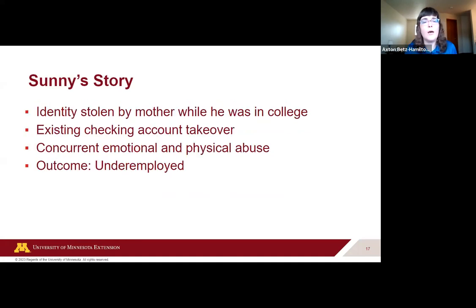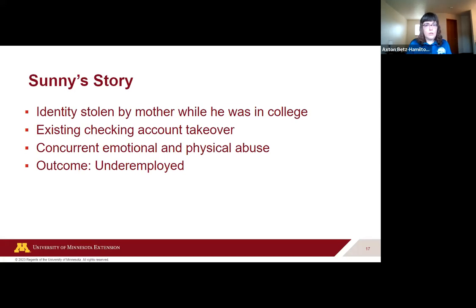So Sonny's story: his identity was stolen by his mother while he was away at college. What happened was he left a checkbook at home, thinking it would be safe there while he was living in the dorm. His mom started writing checks off the account, using it as her own, and emptied it. There was concurrent emotional and physical abuse. Sonny experienced some extreme physical abuse at the hands of his mother.